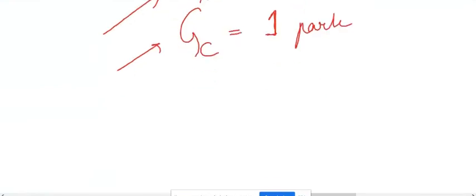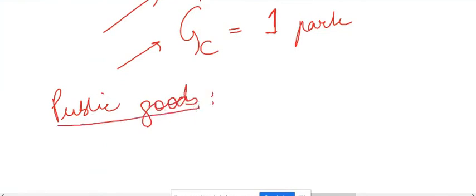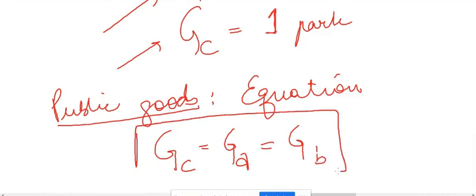So in the case of public goods, the equation that we write is: the amount of good available in the market is the amount of good available to individual A, which is the same amount of good available to individual B. All the three equalize each other.